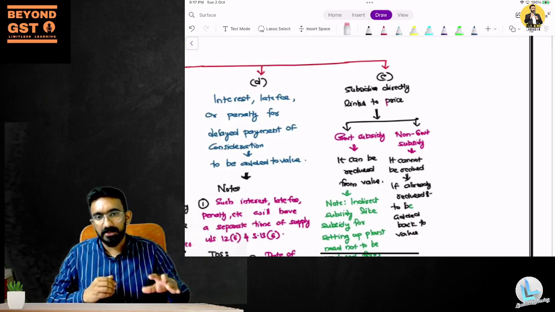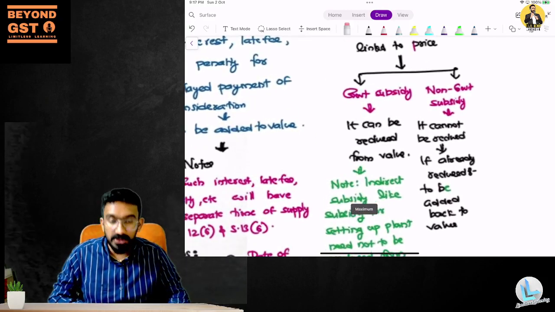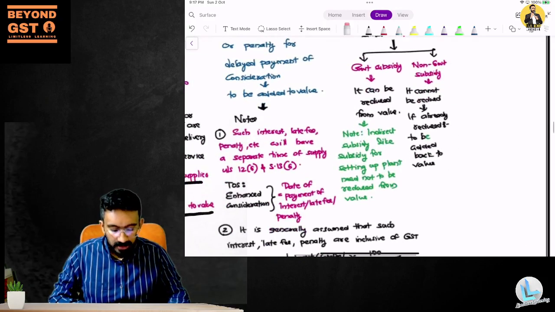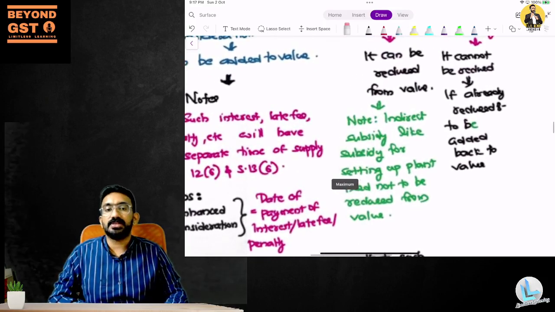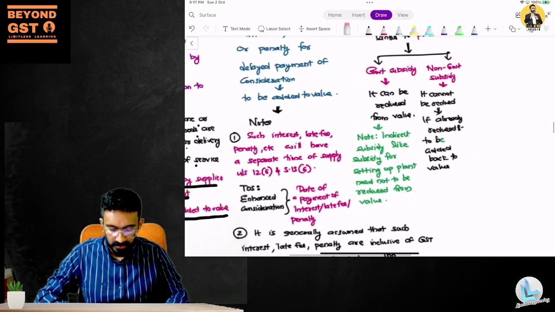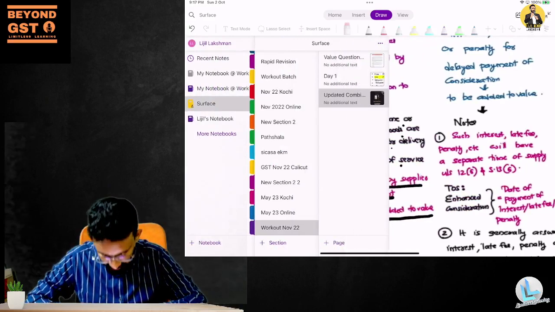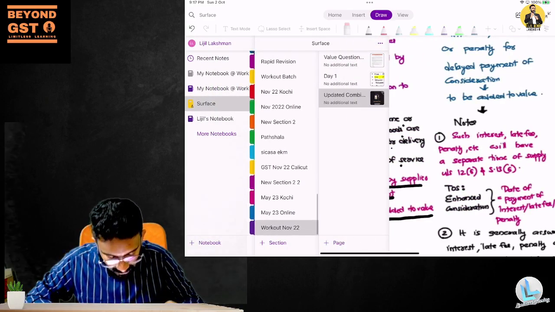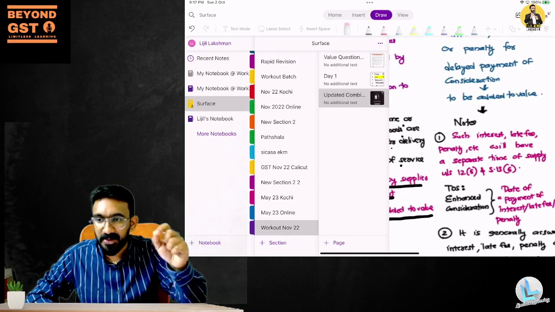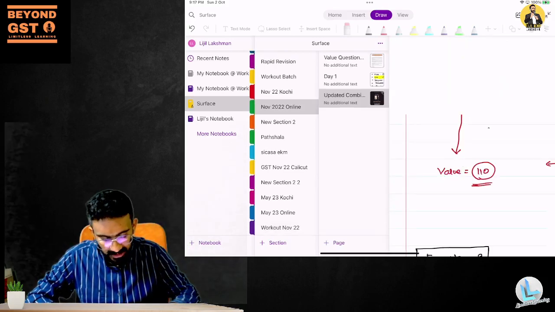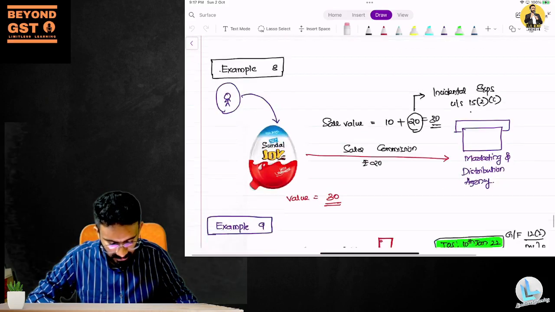But if it's a non-government subsidy, it cannot be reduced, and if it's already reduced, it needs to be added back. Similarly, an indirect subsidy, like a subsidy for setting up a plant, cannot be reduced. So what is an indirect subsidy? A subsidy which is not saying that you have to reduce the product price. These are indirect subsidies. So let's look at an example. A straightforward example we can take.